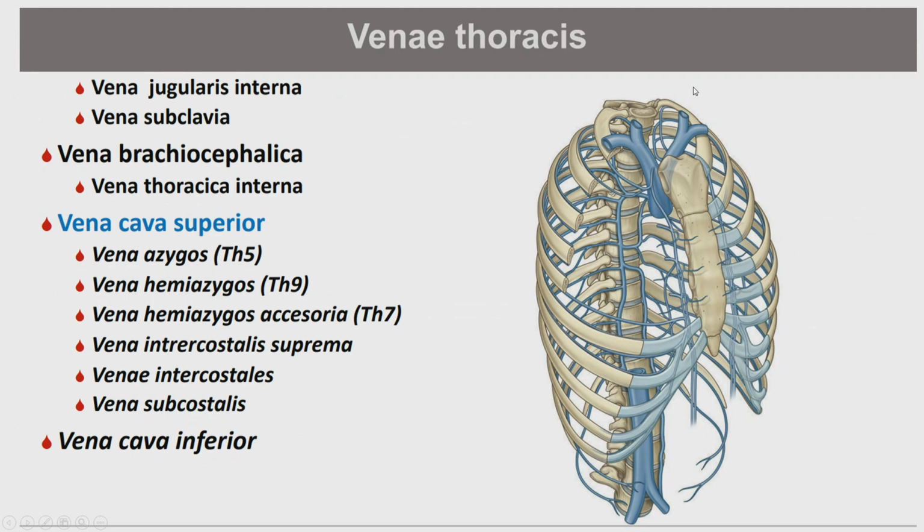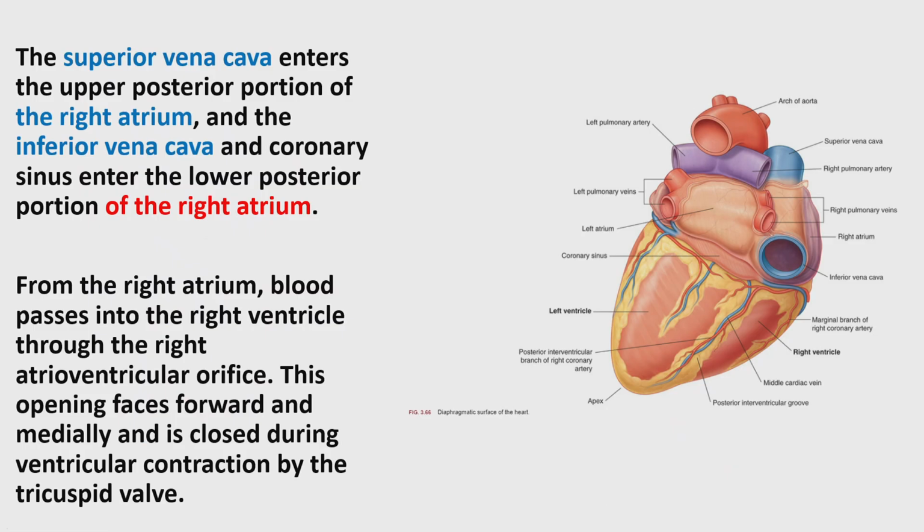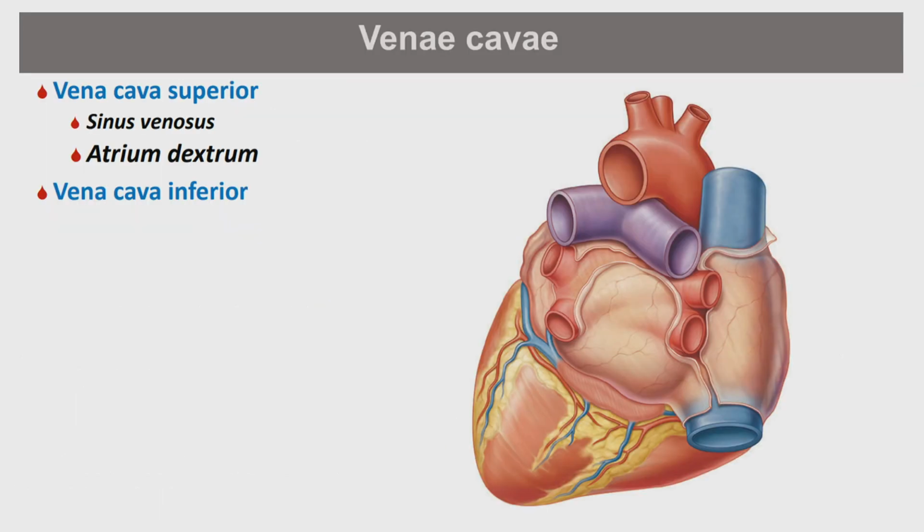So these two are important, and again you can see the level of the drainage of the azygos, hemiazygos, and accessory hemiazygos. We were discussing the drainage of the superior vena cava and inferior vena cava in the cardiovascular system, that they are draining inside the right atrium. The superior vena cava from above and the inferior vena cava from below. They are carrying the deoxygenated blood, then it's going to the right atrium, and then finally to the pulmonary trunk.